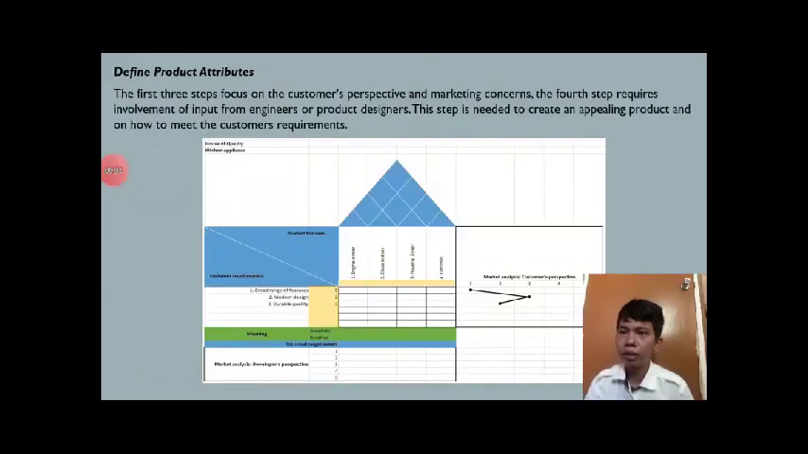So the fourth step is define product attributes. The first three steps focus on the customer's perspective and marketing concerns. The fourth step requires involvement of input from engineers or product designers. This step is needed to create an appealing product and on how to meet the customer's requirements. In the example, it includes the features such as power motor or engine power, blade system, housing design, and controls.